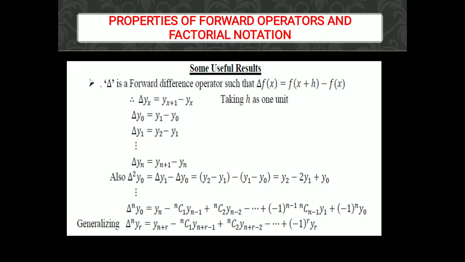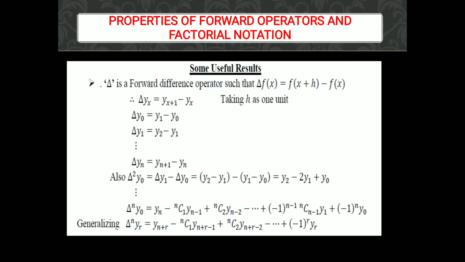Also, we can derive the second order forward differences, like delta square of y0 is equal to delta y1 minus delta y0. We know the value of delta y1 is y2 minus y1 and the value of delta y0 is y1 minus y0. So we can write in a bracket (y2 minus y1) minus (y1 minus y0), which is equal to y2 minus 2y1 plus y0.